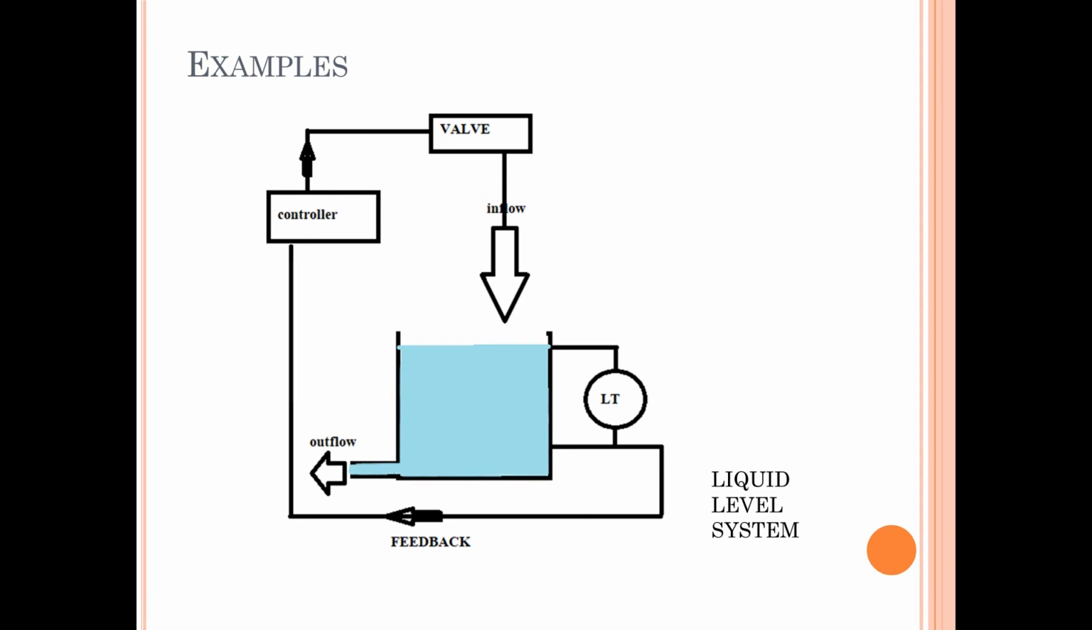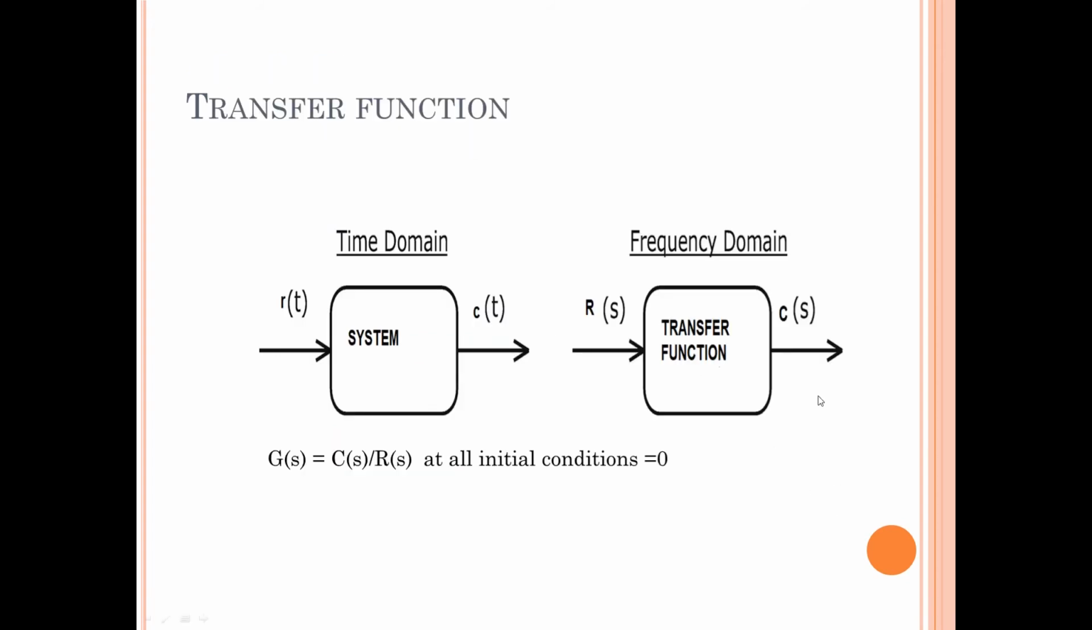And if there is any difference, which may be positive or negative, between the reference input and the control variable, then the controller takes the necessary action to either increase or decrease the valve opening as per the case. So, this is an example of a liquid level system.